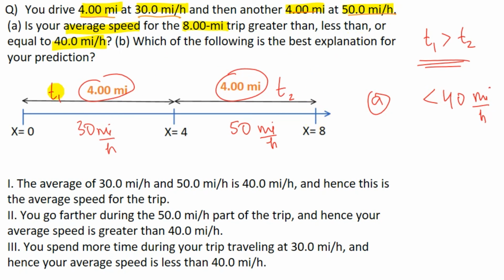Now in the B part we have to give the explanation, and there are 3 options given. This option is wrong, this one is wrong: you will go further during the 50 miles per hour part. This option is also wrong, because the average speed is not greater than 40 miles per hour. The third option says that you spend more time during your trip traveling at 30 miles per hour, and hence the average speed is less than 40 miles per hour. This option is correct, as we have explained earlier. So this was the solution.